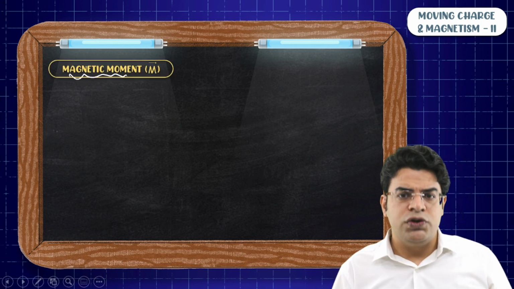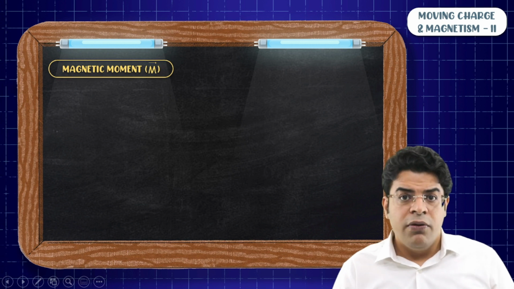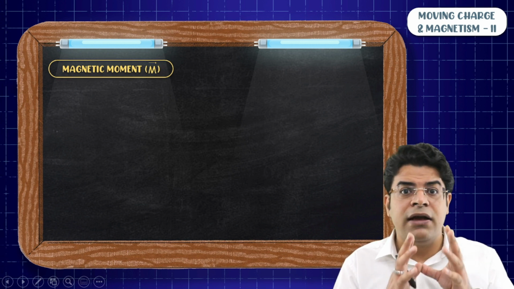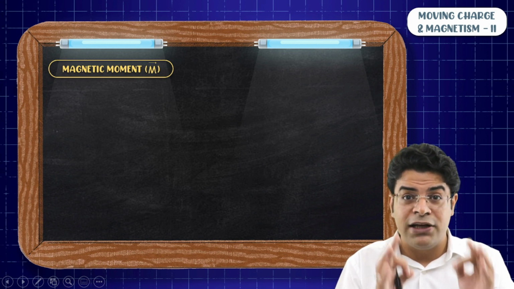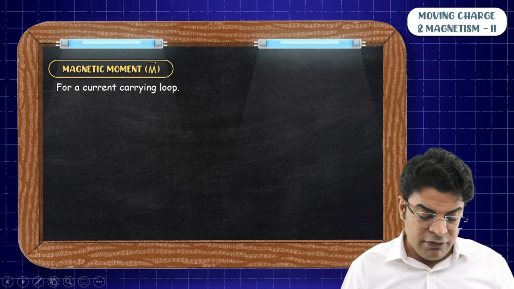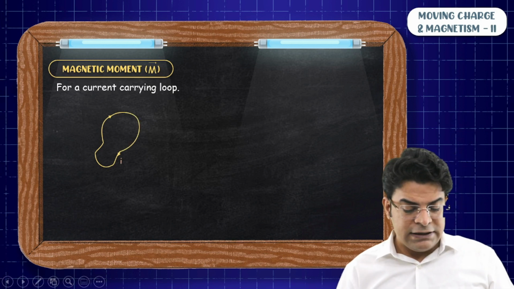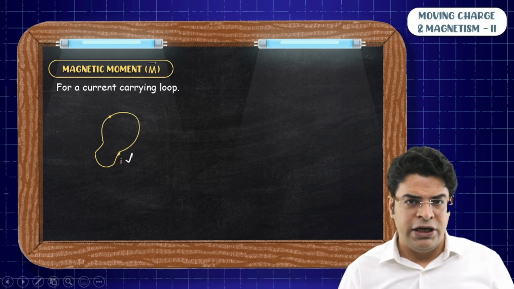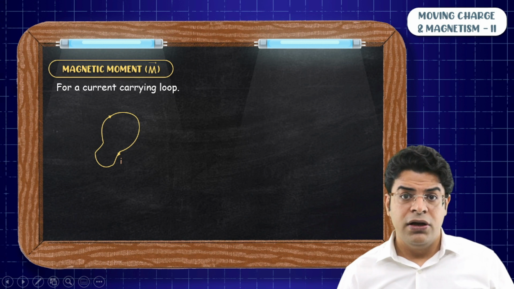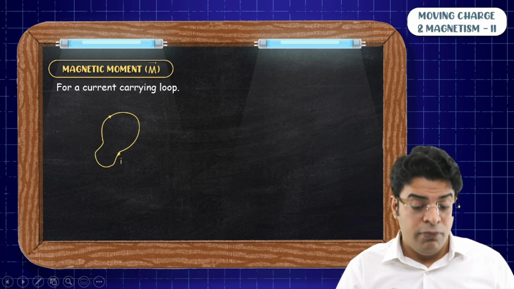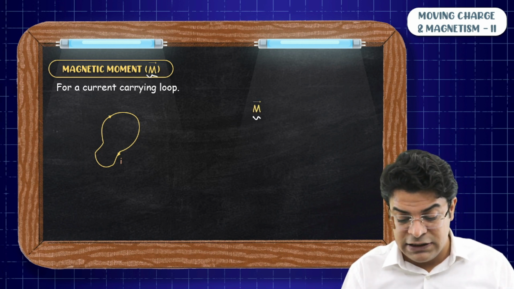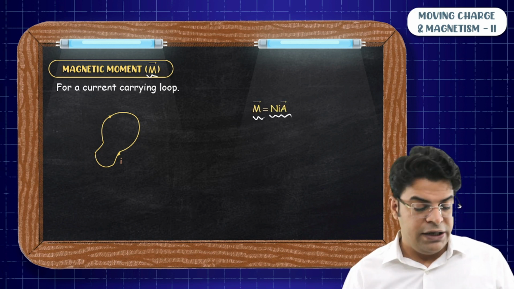The symbol used for magnetic moment is M. We are saying that a current carrying loop is nothing but a magnetic dipole, and there is a magnetic moment associated with it. So if you have a current carrying loop of some random shape carrying a current I, then the magnetic moment associated with this loop, which is a vector quantity, is given by NIA.